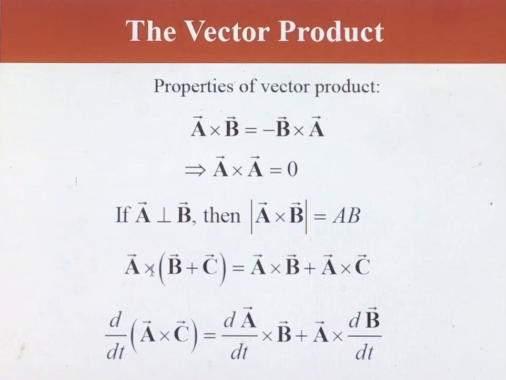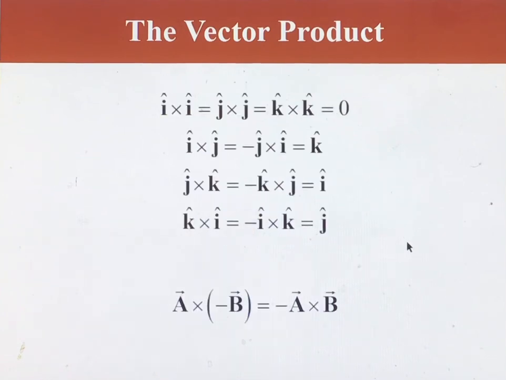Now, if I have three vectors A, B, and C, then if I add vector B to vector C and then take the cross product with vector A, I can write this as the cross product of vector A and B plus the cross product of vector A and C. Now, if I take the derivative of the cross of A and B, this is the same as the derivative of A with respect to time cross B plus A cross the derivative of B with respect to time. So these are some properties that you just want to be aware of. We're going to use this a lot to solve problems in the homework.